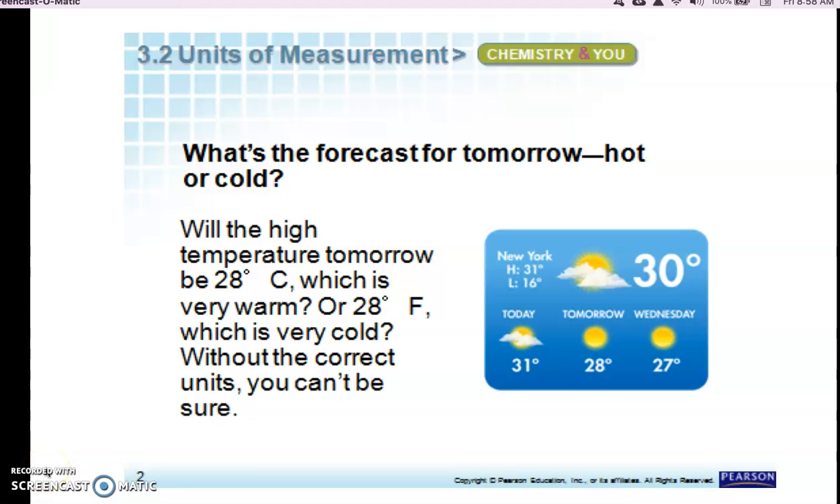Hey guys, this video is about temperature. The first thing I want to point out is in the US we use Fahrenheit. However, in other countries they typically use Celsius, and in the lab we use Kelvins. So we're going to talk about those temperature conversions today.